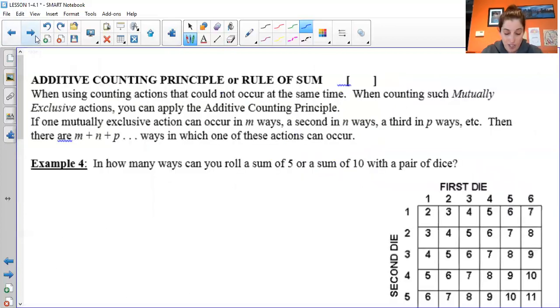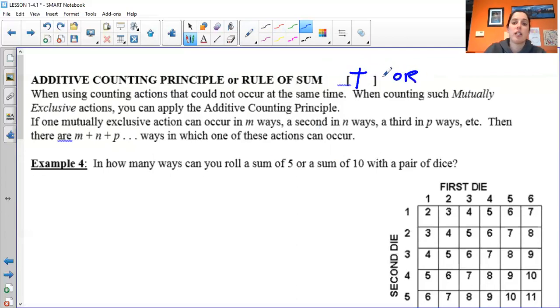Oh, yes. Our second last example is about the OR. We're looking at the rule of sum, OR. The additive counting principle, or the rule of sum, is where we're looking at this or that. So this is the adding.